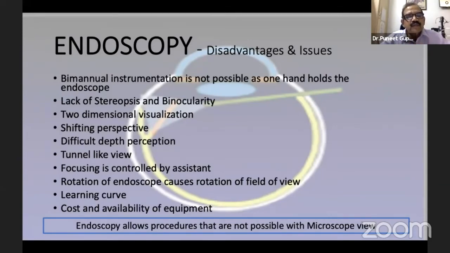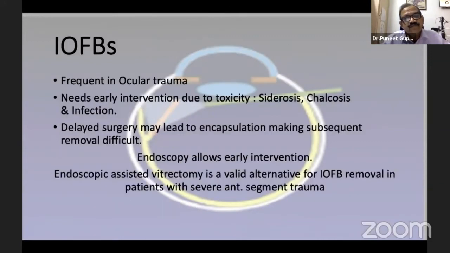Another irritating issue is that the focusing is controlled by an assistant. When you're doing surgery and something is not focused, you get irritated and you have to depend on the assistant for better focusing. Rotation of the endoscope causes rotation of the field of view. And all these things make endoscopic surgery a little more difficult than the conventional surgery. So a learning curve is required. And another issue is the cost and availability of the equipment. But definitely, endoscopy allows procedures that are not possible with microscopic view.